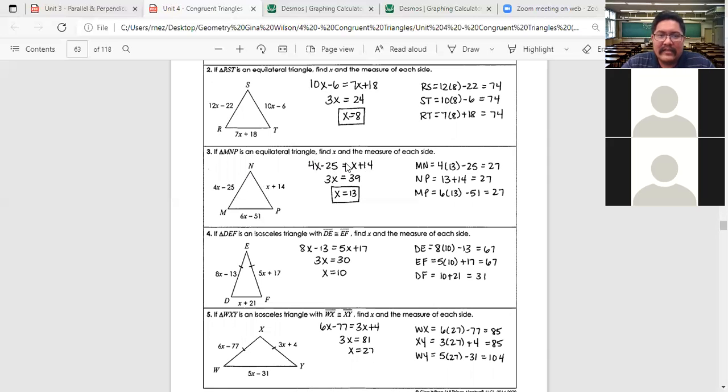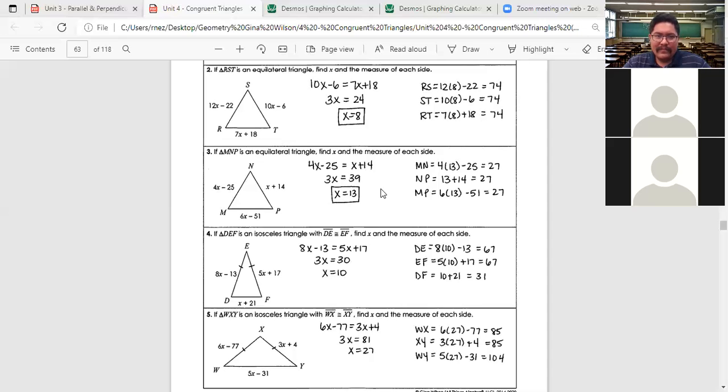So anyway, let's do our regular algebra stuff. Minus 1x from both sides. 4x minus 1x is 3x. Add 25 to both sides. And 14 plus 25 would be 39. And 3 times what gives me 39? Well, that would be 13. So now we have x is 13. We're going to plug them back into each side, and now we're going to get them. So in this case, that makes sense. All sides should be 27 because it tells us that it is an equilateral triangle.